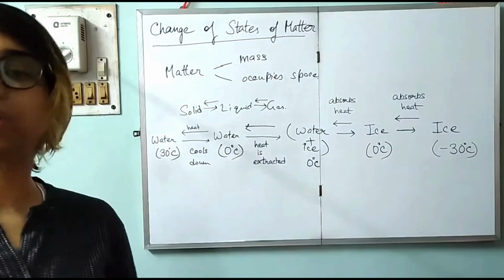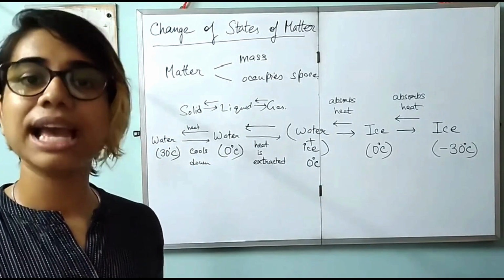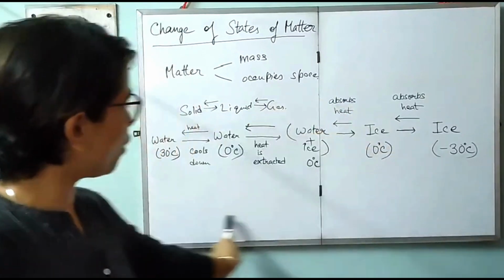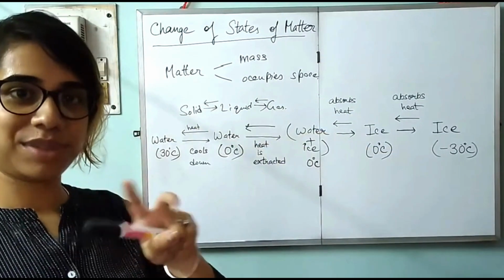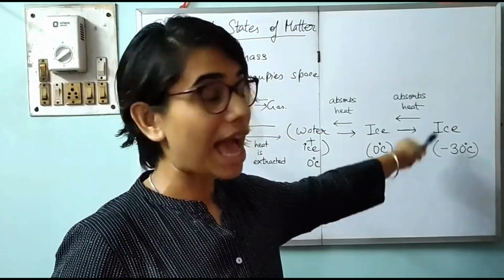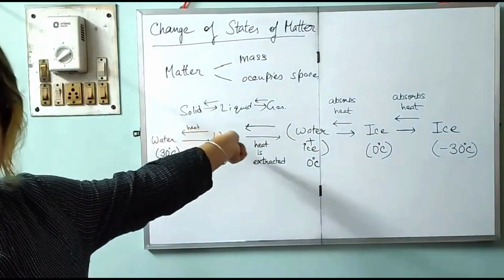And then water comes to 30 degrees Celsius, the room temperature, whatever the room temperature is, and that is melting. So, over here, we have two processes. Freezing, water is cooling down into ice, and melting, ice becoming water. Okay?